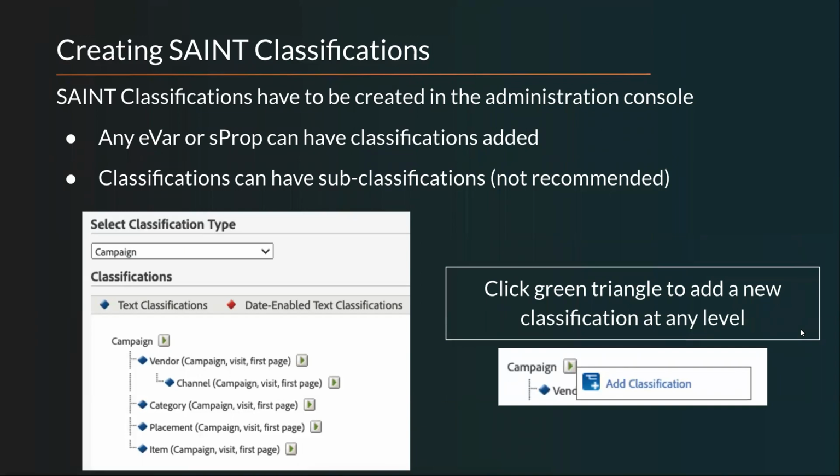And there's really not a huge benefit of using a sub-classification. I would rather just use better naming conventions, just have them all on a flat hierarchy, but totally up to you. But when you're in the admin console, in this case, when we're looking at campaign, if you hover over the green chevron or triangle and click to add a classification, then that will add another branch off. And you have to set up the classifications first before you can start sending any metadata in.